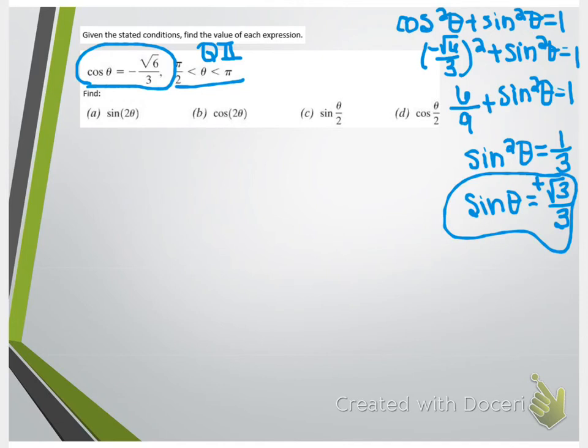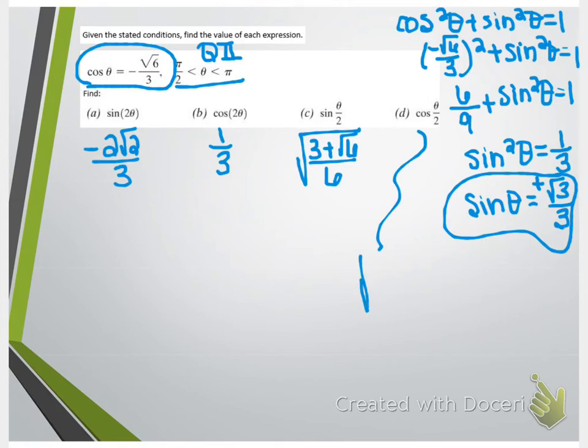Let me just tell you what the answers are. This one should be negative 2 root 2 over 3. This one should be 1/3. This one is the square root of 3 plus the root of 6 over 6. And D is the square root of 3 minus the root of 6 over 6. I'm worried that my video is getting too long. That's why I'm not going through that.